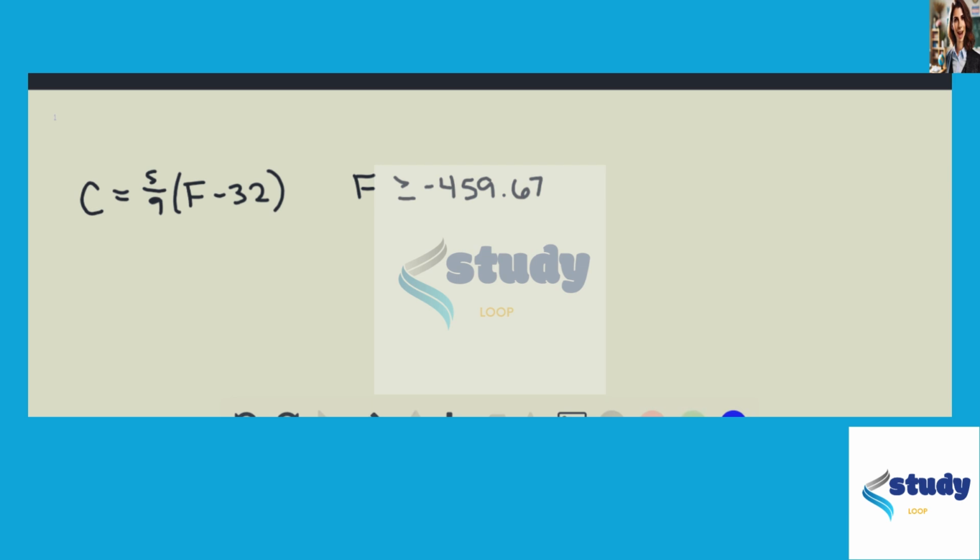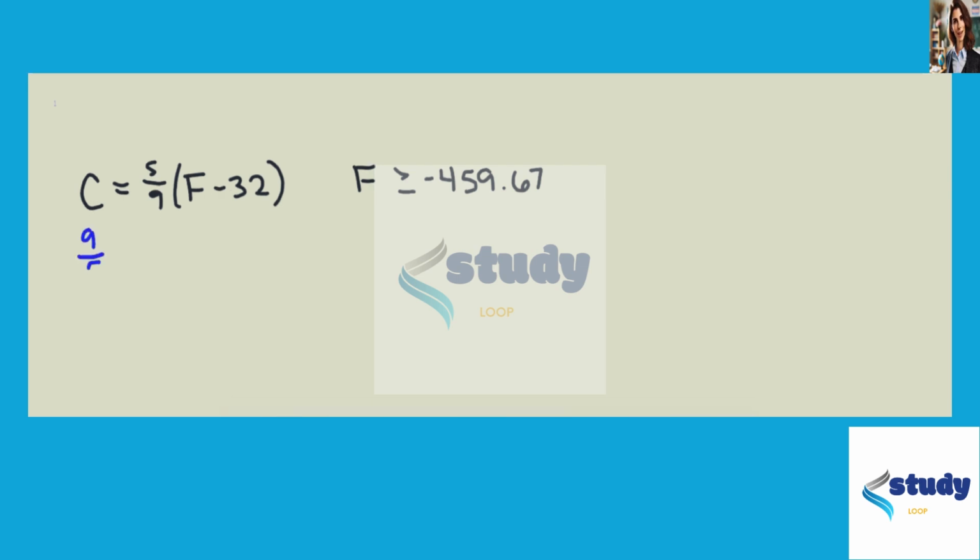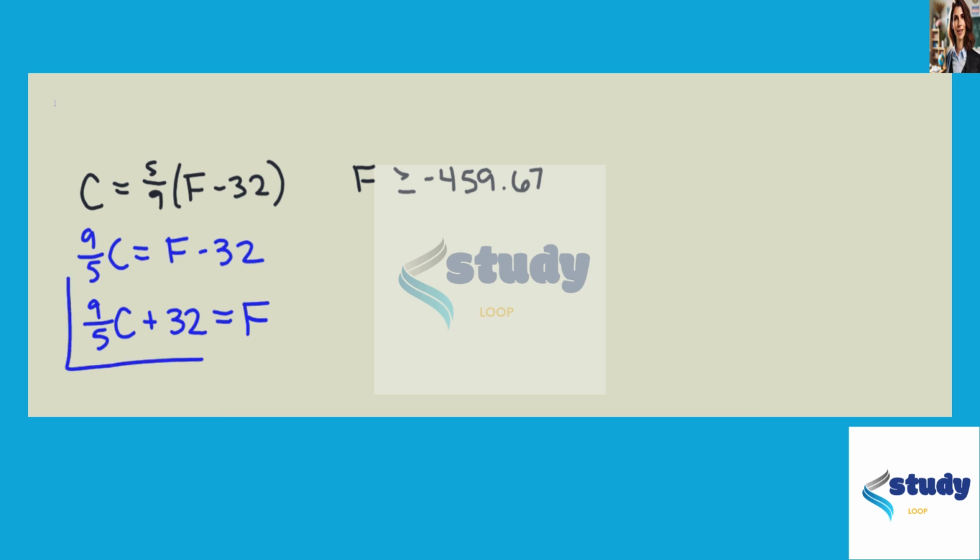So I'll start by multiplying both sides by 9/5. So 9/5 C equals F minus 32. And then add 32 to both sides. So 9/5 C plus 32 equals F. So this would be what we would call the inverse then. Technically, we didn't do any switching or interchanging of variables, but we isolated the other variable. So we can interpret this as the Fahrenheit temperature with respect to the Celsius temperature, or as a function of the Celsius temperature.